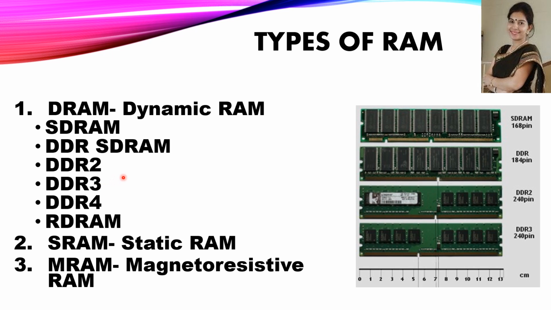DDR is the modified version of SDRAM. It is faster than SDRAM. Then DDR2 is the second generation of DDR. Then DDR3 is the third generation of DDR, which is designed for computers with multi-core processors, and it is faster than DDR2. Then DDR4 is the fourth generation of DDR, and Rambus RAM or RDRAM is there, which is much faster than these types.